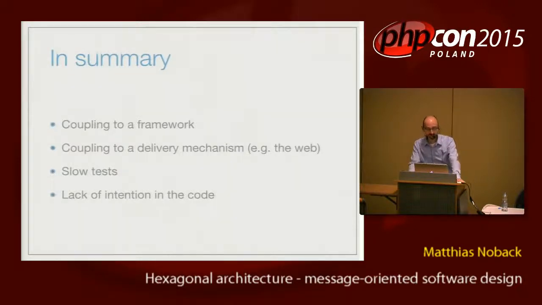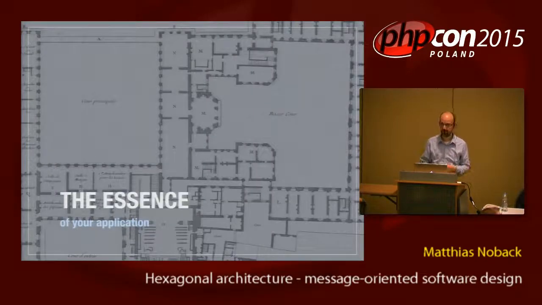So in summary, code is being coupled to the framework, or in fact, core functionality is framework specific. It's also delivery mechanism specific. You will end up with some very slow tests, and there will be a lack of intention in your code. You won't be able to find out what's going on there. So to find out how to improve on this, we have to go back to the essence of our application.